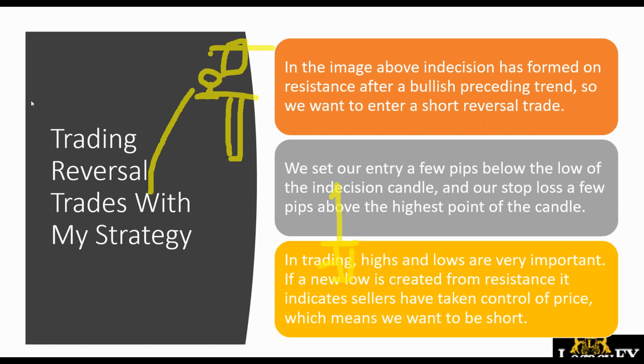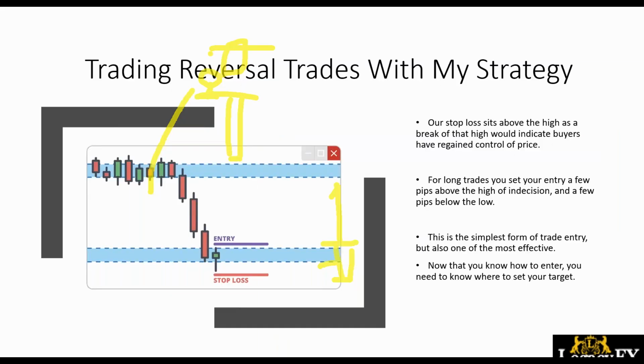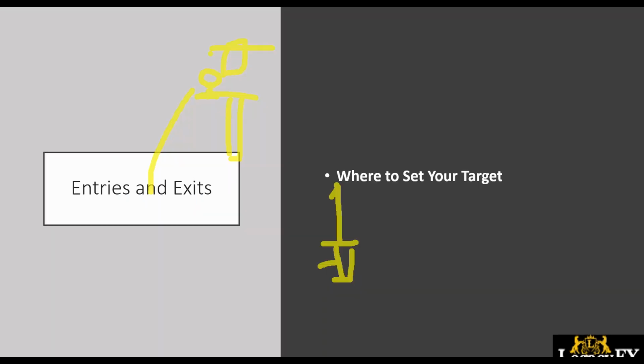So we would set our entry a few pips below the low of the indecision candle and our stop loss a few pips above the highest point of the candle. In a reversal of a downtrend, you do the exact opposite.